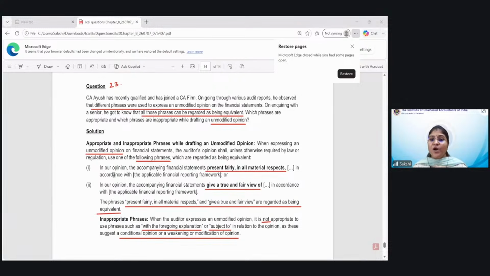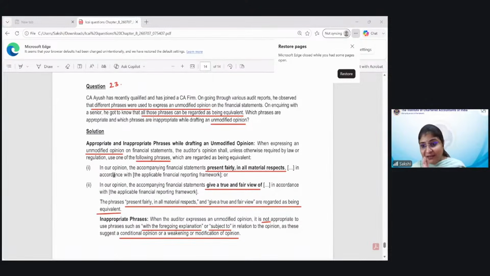So, when expressing an unmodified opinion on financial statements, the auditor's opinion shall, unless otherwise required by law or regulation, use one of the following phrases which are regarded as being equivalent, means either of the two. In our opinion, the accompanying financial statements present fairly in all material respects in accordance with the applicable financial reporting framework. What did I say?